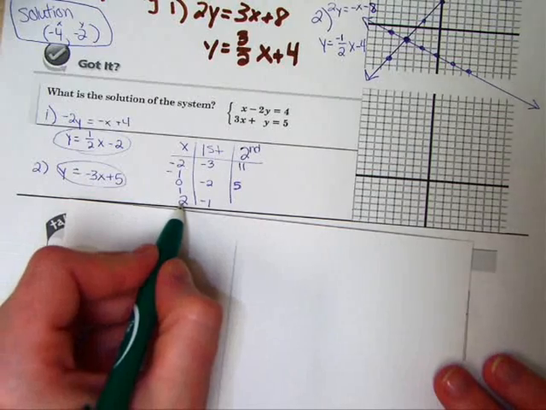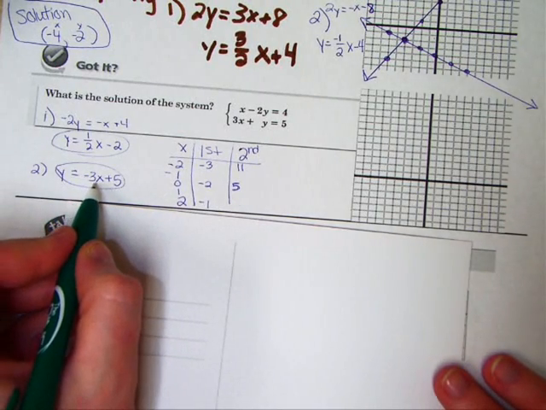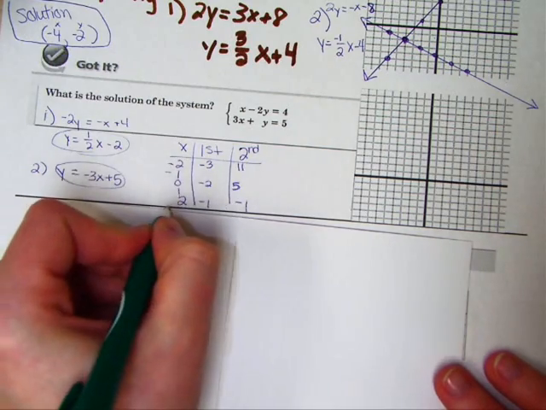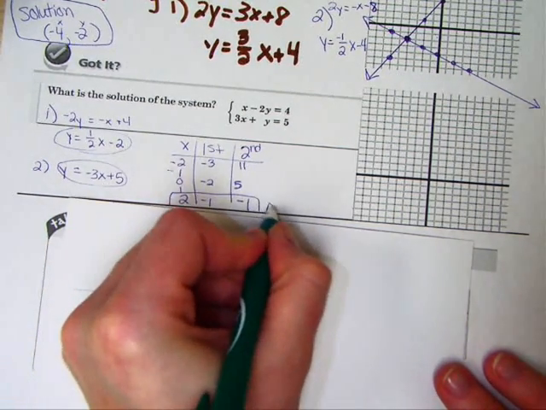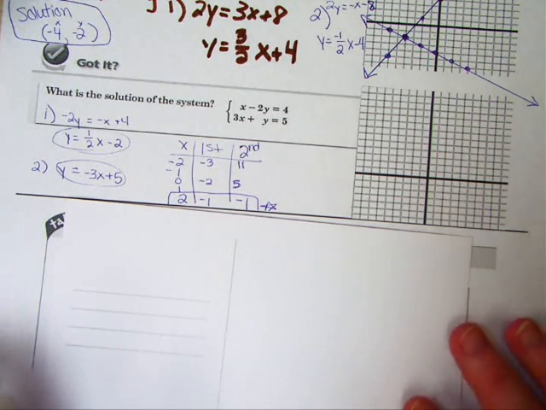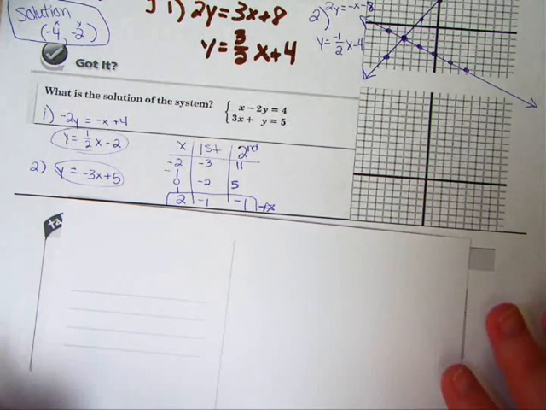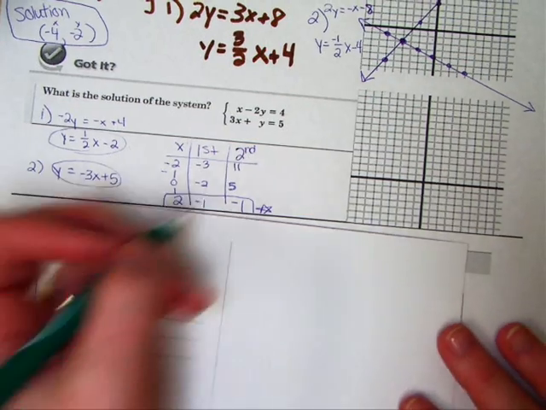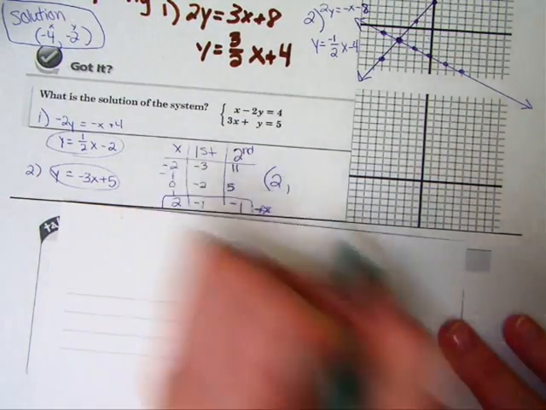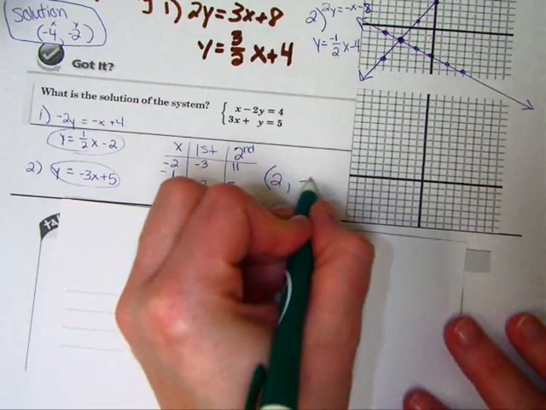Now I'll try plugging in a positive 2. Negative 3 times 2 is negative 6, plus 5 is negative 1. Notice at this step, we get the same results. Therefore, the ordered pair that satisfies the system of equations is the x value of 2 and the y value of negative 1.